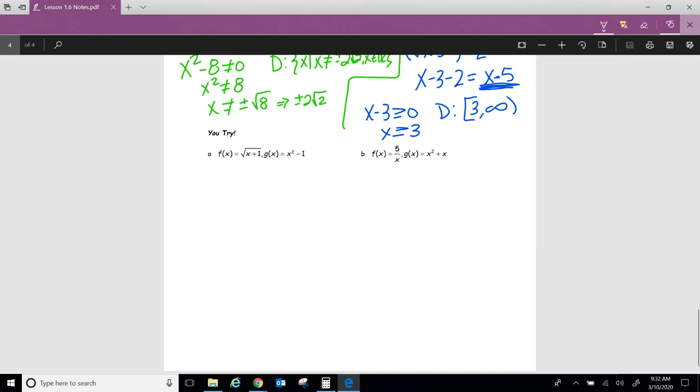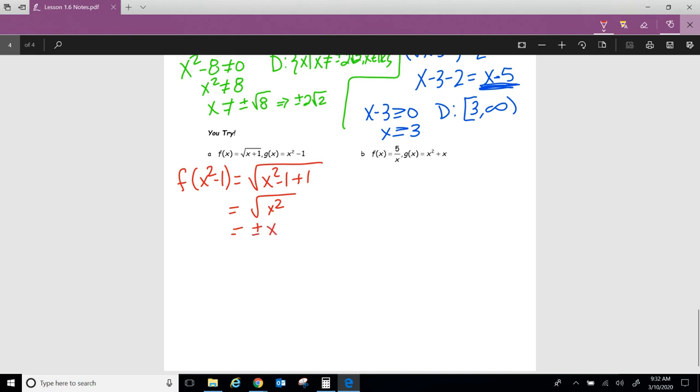Welcome back. Hopefully you've tried out A and B. How'd you do? So let's find f of x squared minus 1. That would be the square root of x squared minus 1 for my x, and then plus 1. That'd be the square root of x squared, which is going to be plus or minus x.